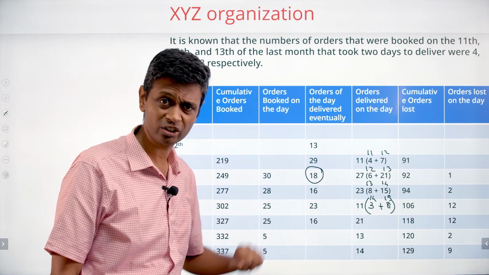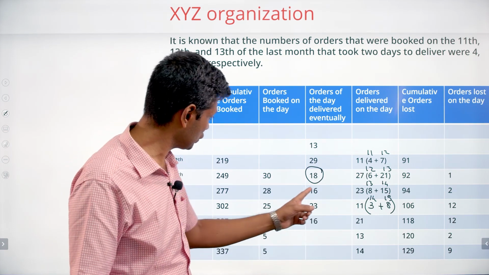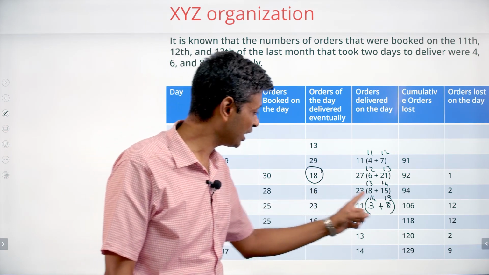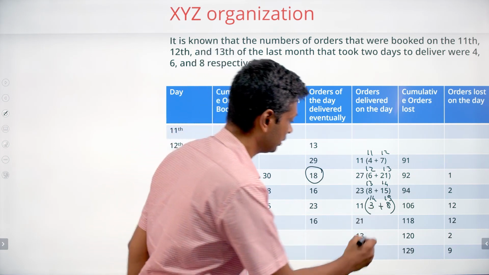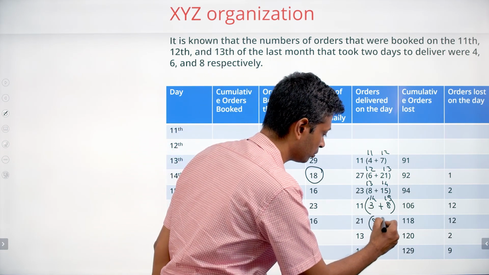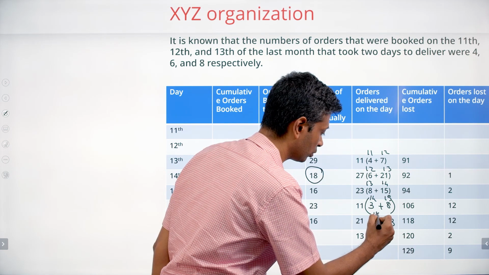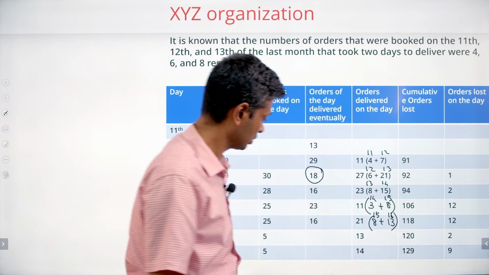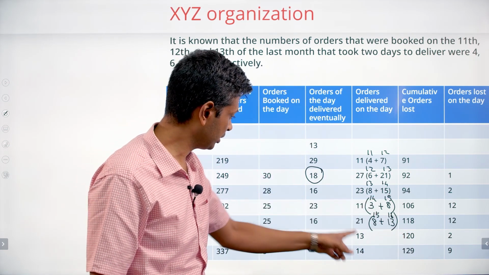Same process we can extend this. For 15th, 16 orders were delivered. 8 were delivered on n plus 1. The remaining 8 have to be here. So this becomes 8 plus 13. This is orders for 15th, orders for 16th. Again, same process. This 8 plus 8 is 16.